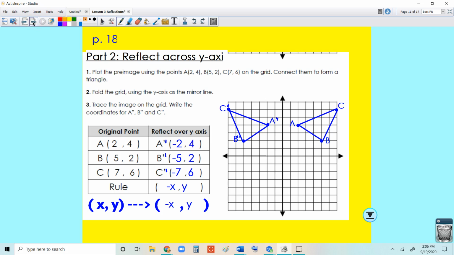So notice the y values stayed exactly the same. The y values stayed the same, but the x values became their opposites. So x flipped and became its opposite. All right, awesome.